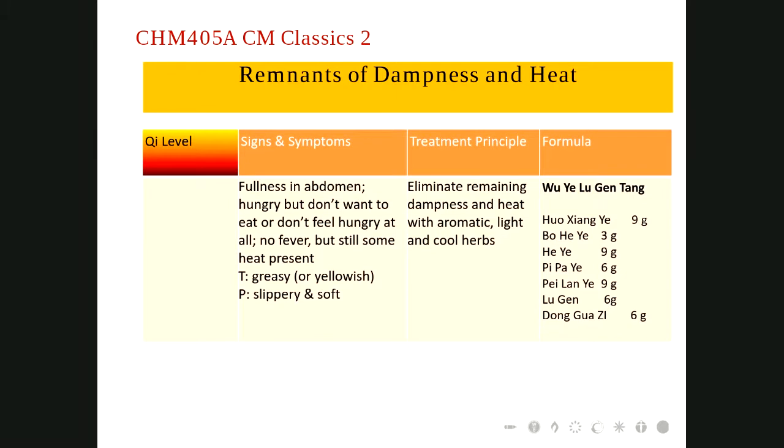Now, for the residue or remnant of damp heat pathogens internally, presenting with fullness in the stomach and feeling hungry but no desire to eat, or not feeling hungry at all, or fever, but still some heat signs presented, especially the tongue showing a greasy, slightly yellowish coating, and the pulse slippery and soft, we keep using Wu Ye Lu Gen Tang. So we go through everything very briefly. You know what that means, yes?